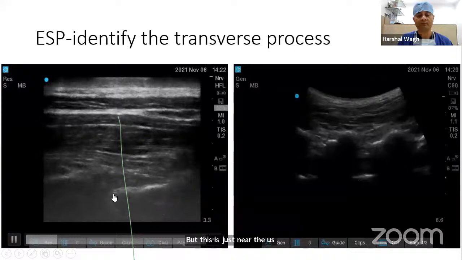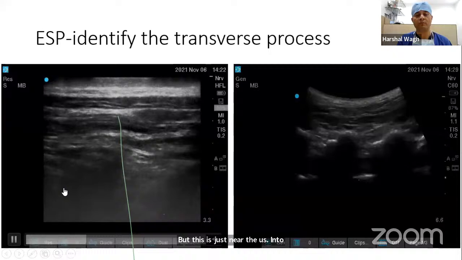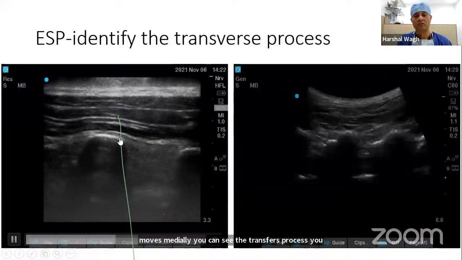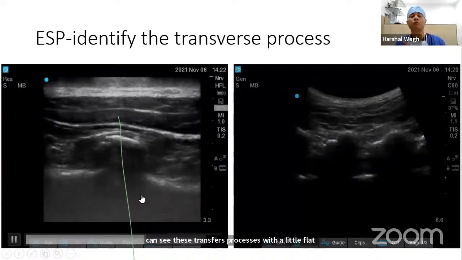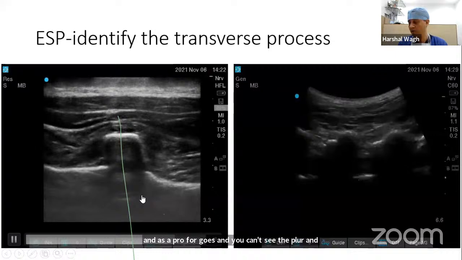And as the probe moves medially, you can see these transverse processes with a flat top. As the probe goes lateral, you can't see the pleura, and then the pleura comes into view, which tells me that I'm fairly lateral and actually on the ribs and not really near the transverse process. I think that is important to identify, especially from an ESP point of view.